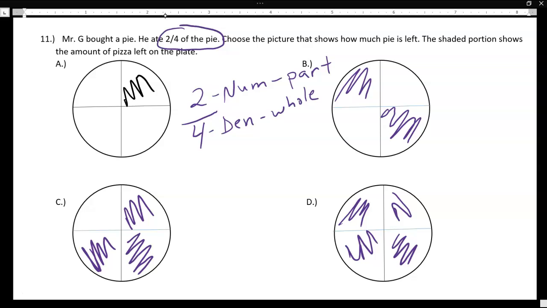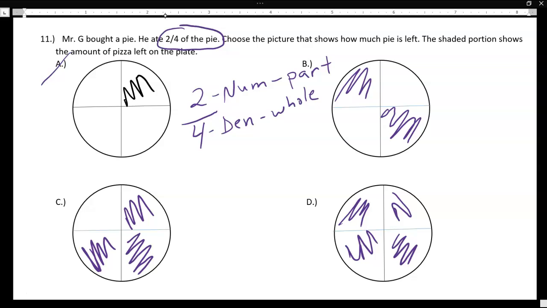They all have 4 pieces, yes? Yes. So that is okay. We don't need to look at the denominator because we know that's already right. It has 4. But we're looking for the one that has 2 shaded. Okay, so let's look at A. Is A 2/4? No, it's one.